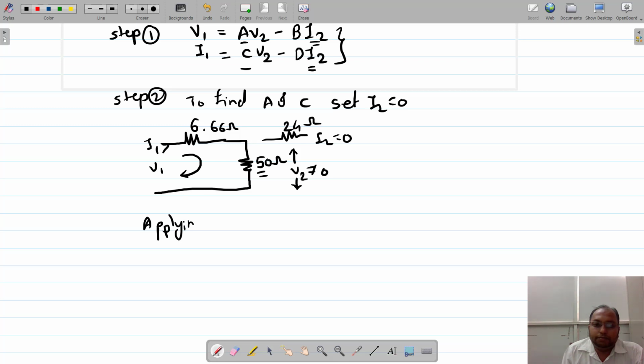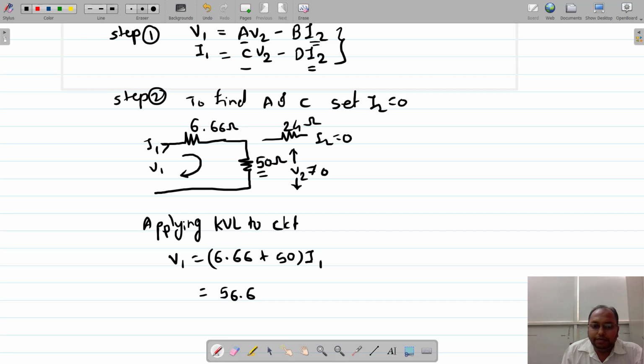Applying KVL to the circuit, V1 is equal to 6.66 plus 50 into I1, not I2. So this is nothing but 56.66, right? 56.66 I1 is equal to V1.